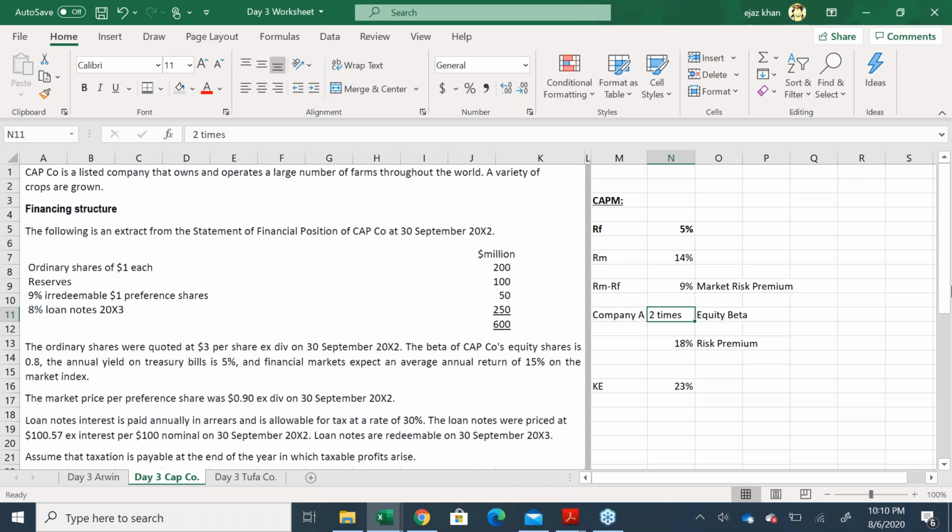So the formula for the CAPM model to calculate the KE is the risk-free rate, 5%, which is something that you will always ask for, plus the difference between the market return and the risk-free return, that is the market risk premium, multiplied by the equity beta, the 2 times. So that's the formula for calculating cost of equity under the CAPM model.